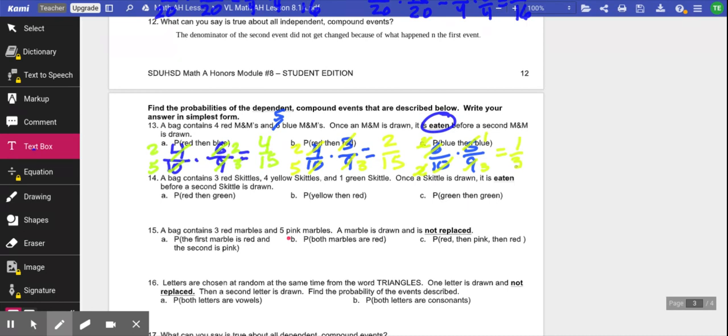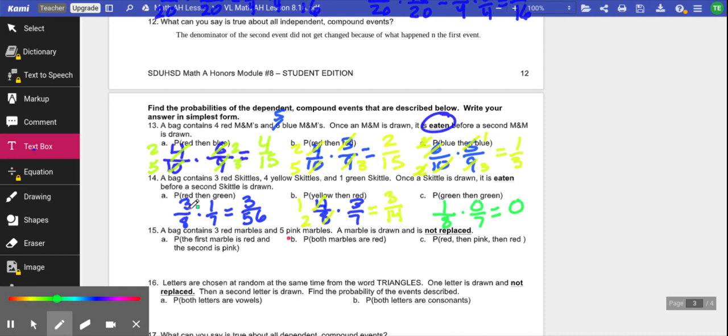All right, I want you to go and try the next problem. So pause the video and try the next problem and then check your answers. Okay, so there was 3 out of 8 and then 1 out of 7. Nothing reduces, so I got 3 out of 56. Here I had 4 out of 8, then 3 out of 7. The 4 and the 8 reduced, so I got 3 out of 14.